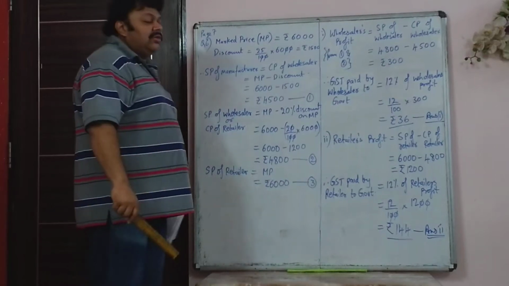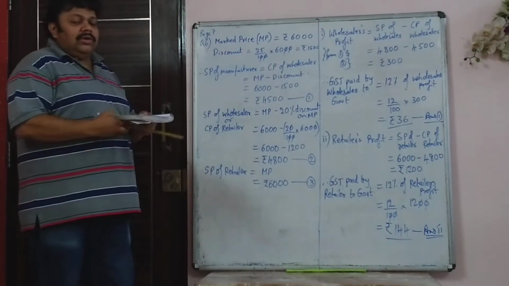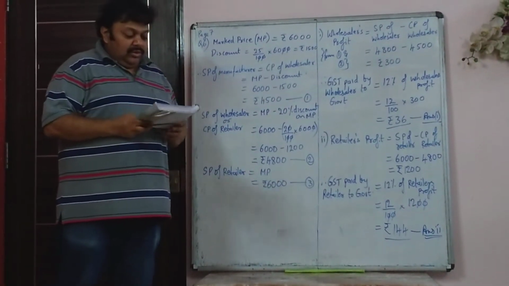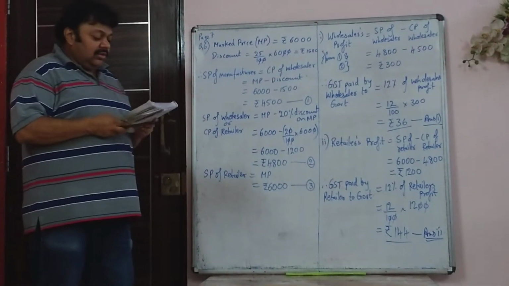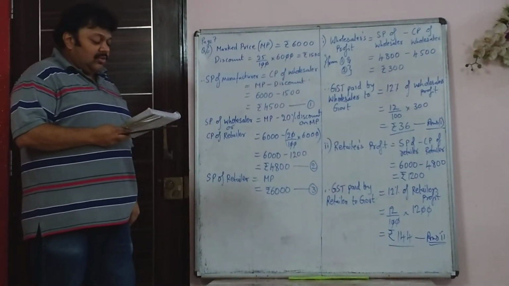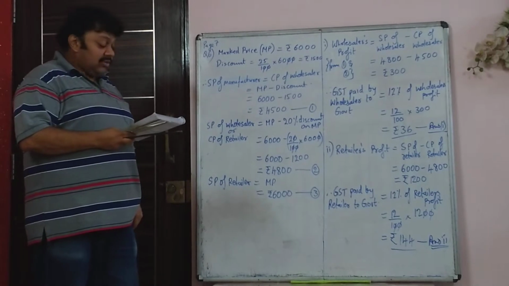We start with page 7, question 6. We are continuing with GST now. So in question number 6, we are given a manufacturer marks a mobile for rupees 6,000.